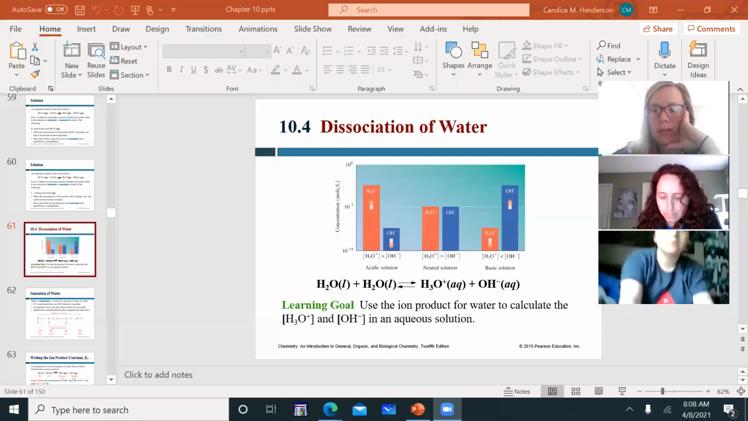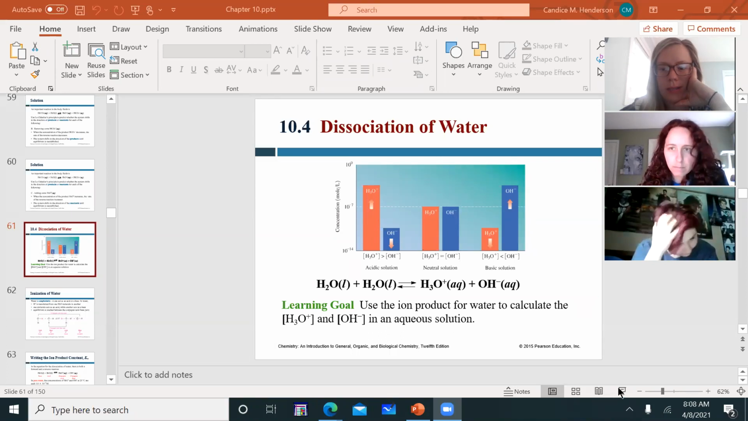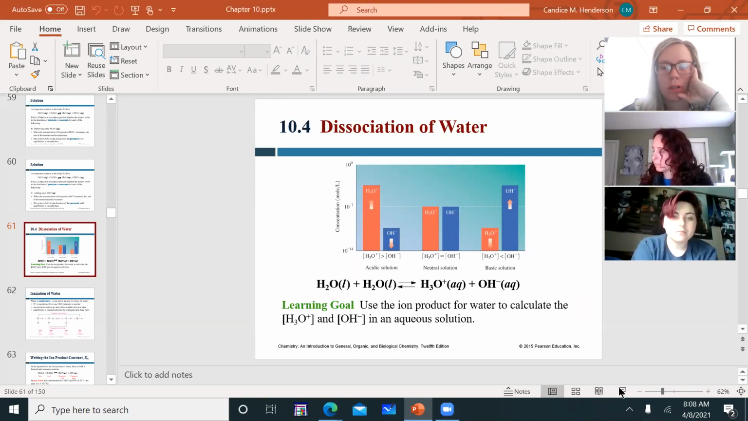We're going to finish up the chapter on acids, bases, and equilibrium. Got through the first half. Now we're going to work on the second half that has to do mainly with calculations and numbers.